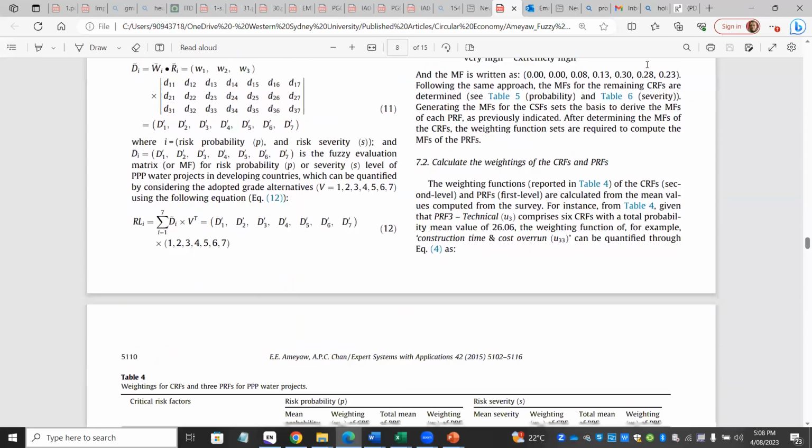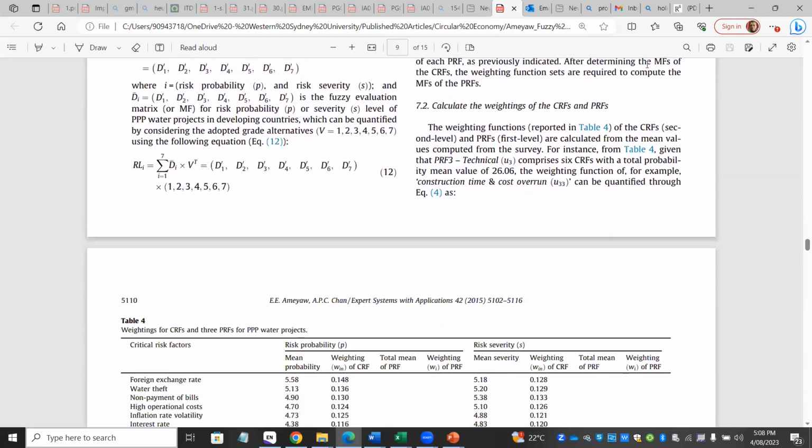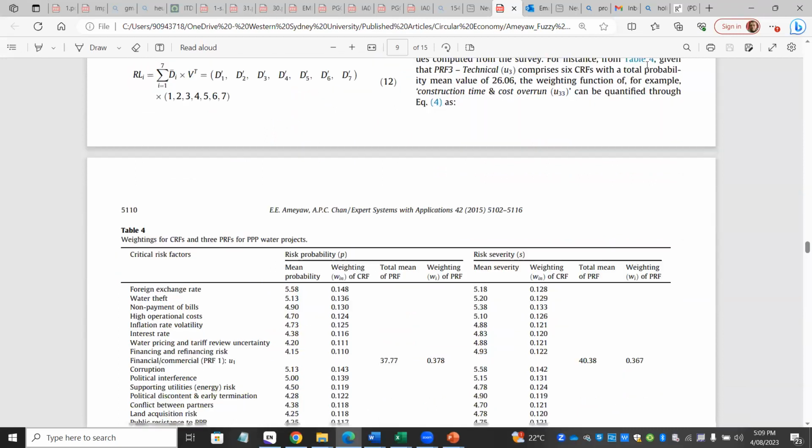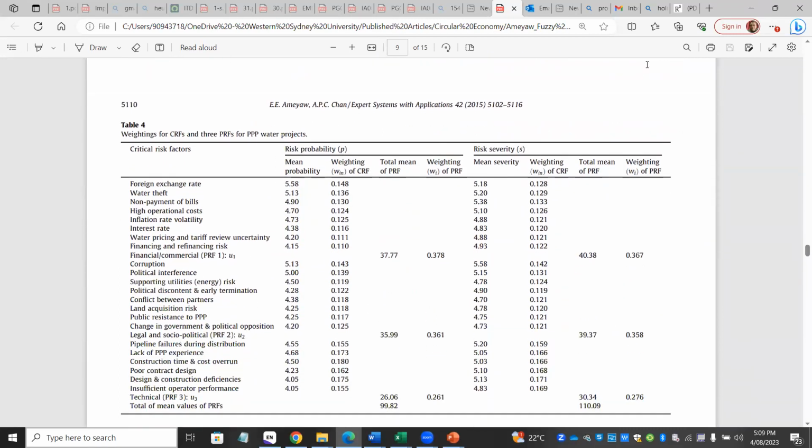Now let's come to the weightings. How do we get the weightings? To get the weightings, I told you the other time that one is very easy. All that you have to do is that here we have our risk factors.